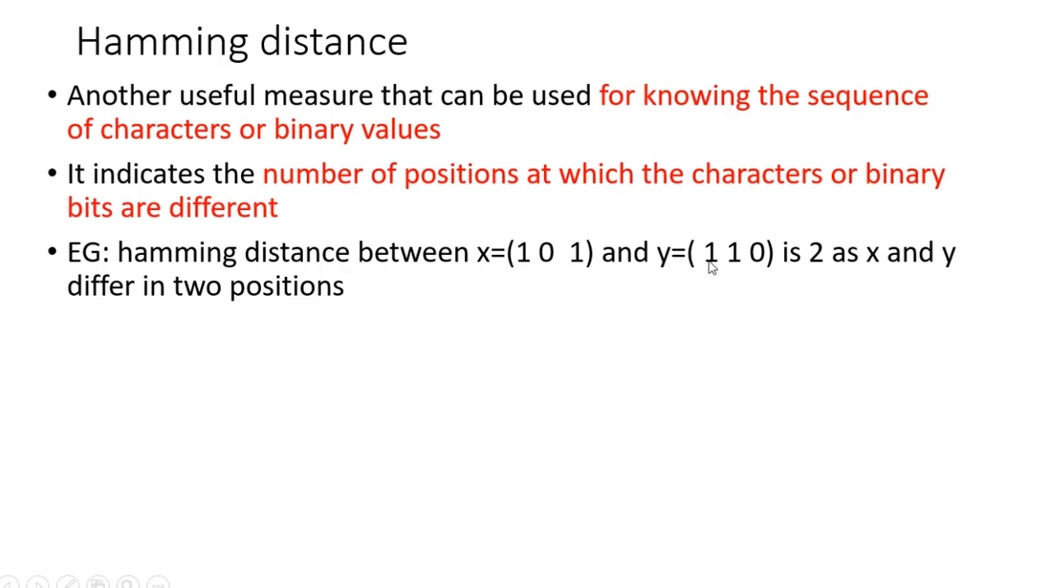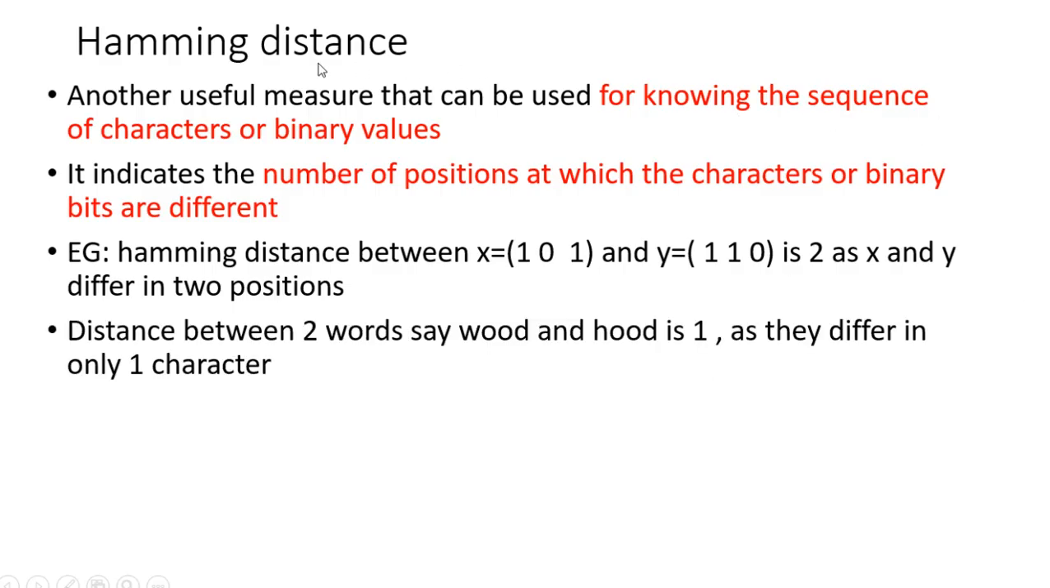You can see that the first bit is 1 and 1, it is the same. The second bit is 0 and 1, it is different. The third bit is 1 and 0, it's also different. Therefore the Hamming distance is 2. So it measures how many bits vary. Basically we use this for comparing sequences of characters, and also for binary variables, where we are trying to find the difference. Let's look at one more example: wood and hood. How many characters are varying? Only the first one. Therefore the Hamming distance is 1.